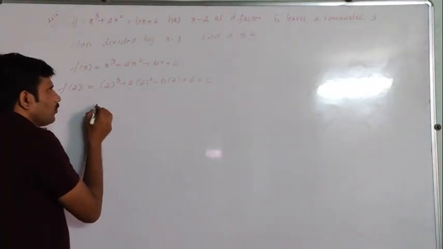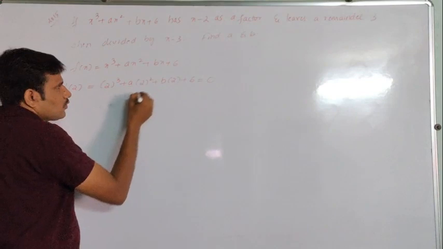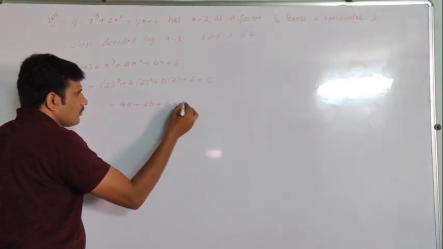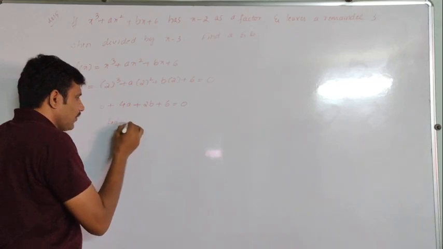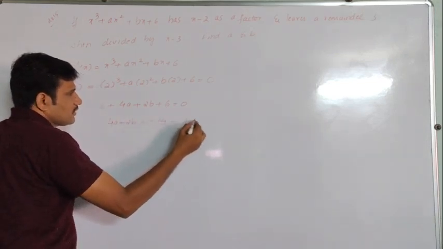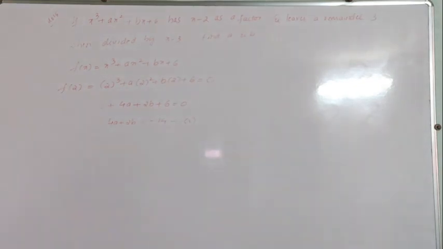Now 2 cube is 8, 2 square is 4a, plus 2b plus 6 equal to 0. Now it is 4a plus 2b, 8 plus 6 is 14. If it comes to the right hand side, this is minus 14. This is equation number 1.